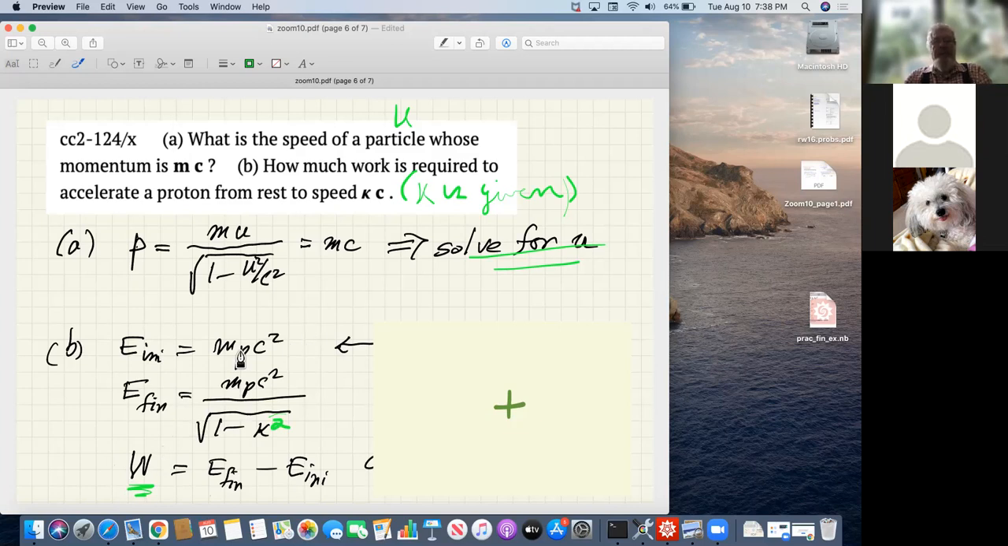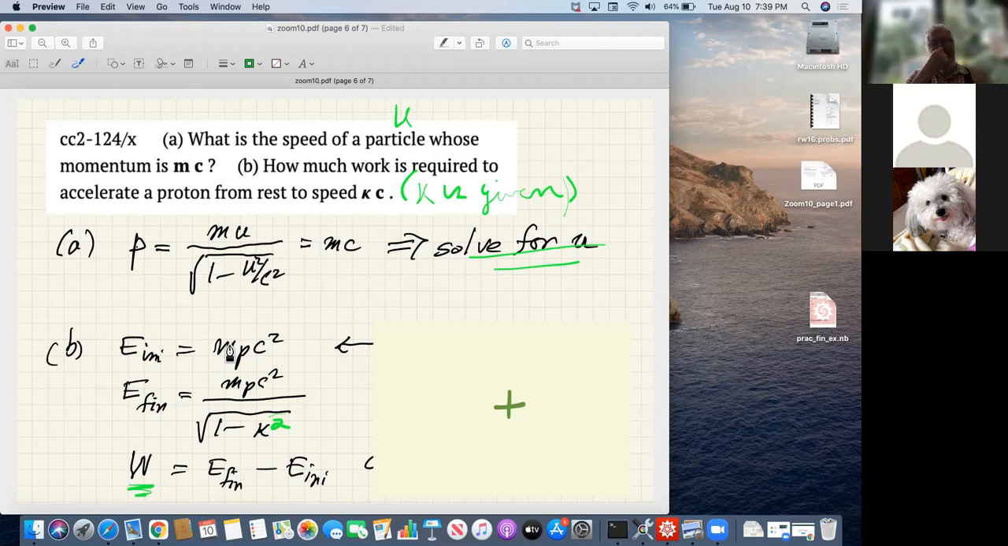All right, now kappa will be given in the problem. You also need to know the mass of the proton. And there's an easy way to do this, and there's a hard way. The easy way is to write down the mass of the proton in electron volts divided by c squared. The hard way to do it is to write down the mass of the proton in kilograms.